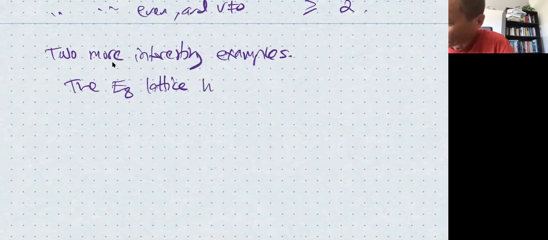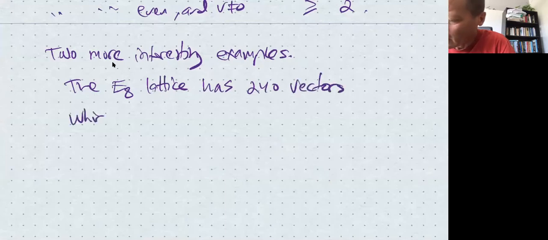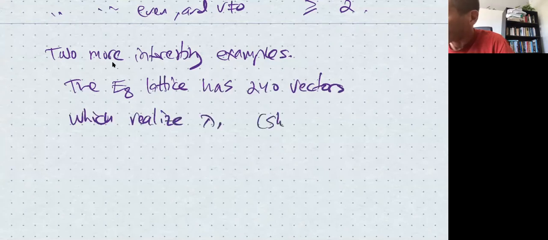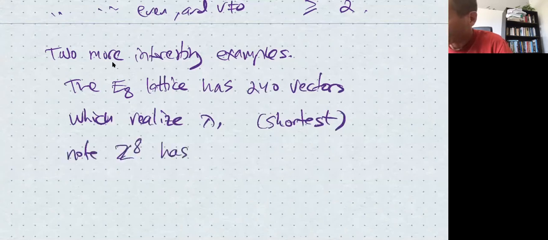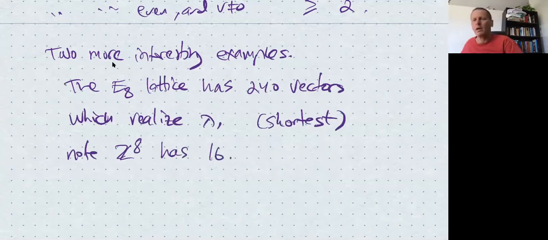Has 240 vectors which realize lambda 1, so they're the shortest. This is in 8 dimensions. Note that Z8 has 16, so plus or minus the elements of the standard basis vector. So you have lots of vectors to choose from. So if you have ties, you can imagine that figuring out how to break the tie in a reasonable way is not at all clear if you have that many elements in your tie.